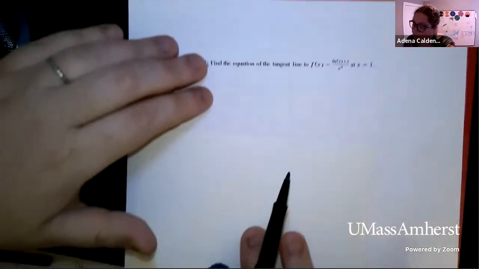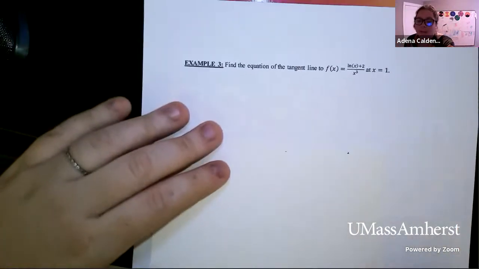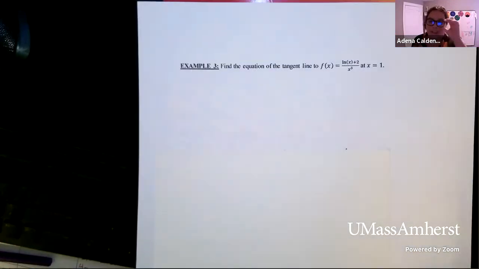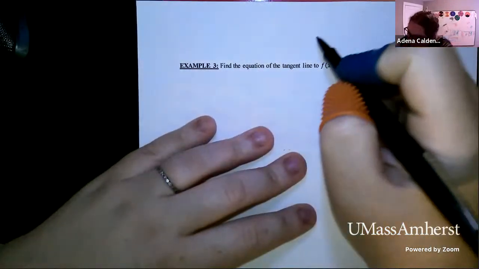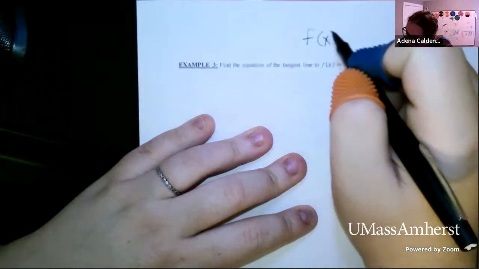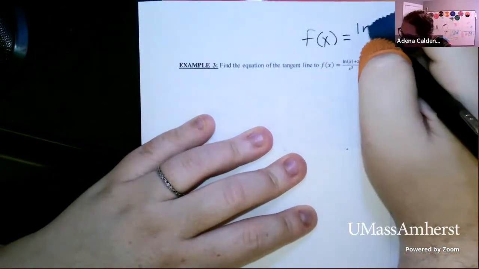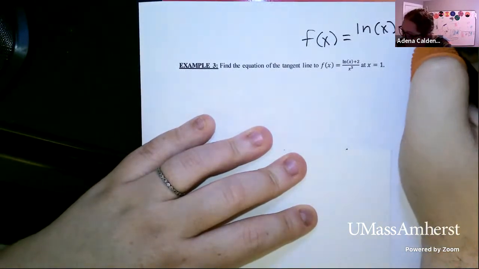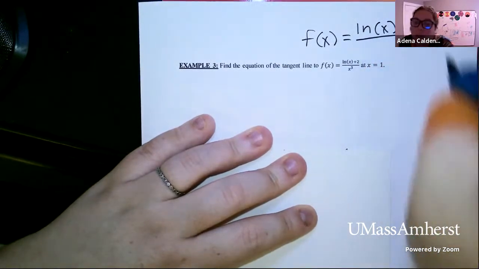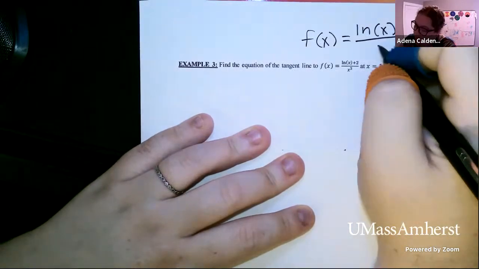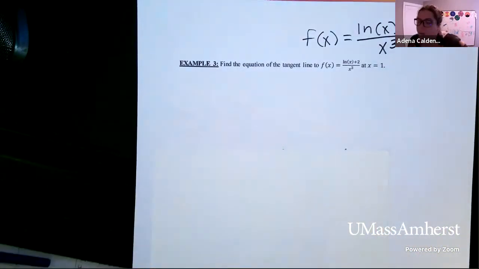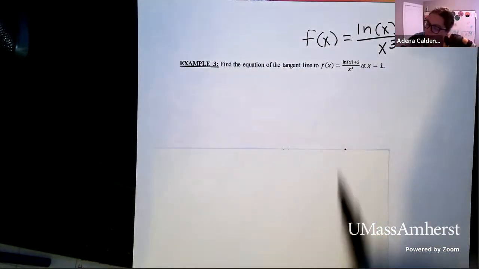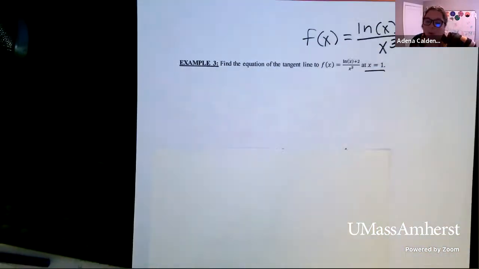So first, sort of our common example, find the equation of the tangent line. And again, I'll write this function a little bit bigger up here. So we have the natural log of x plus 2, all divided by x cubed. Okay, so we want to find the equation of the tangent line at x equals 1.